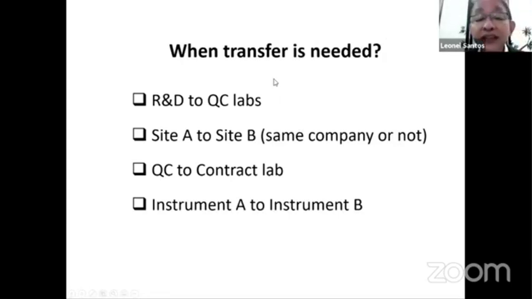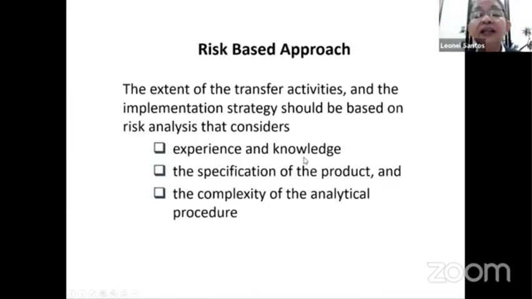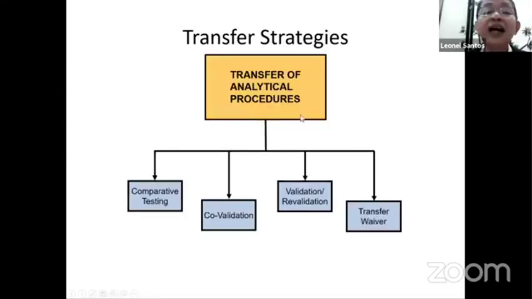So when is transfer needed? When, for example, you are moving a procedure or method from R&D to QC lab, site A to site B, QC to contract lab, instrument A, you're changing to instrument B. And then again, it is a risk-based approach because it depends on external factors, experience and knowledge of the analyst, specification of the product, the complexity of the analytical procedure. So you need to evaluate the extent and the type of analytical transfer procedure that you're going to implement.